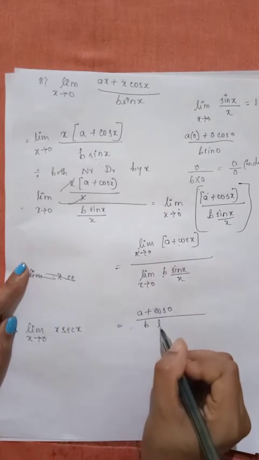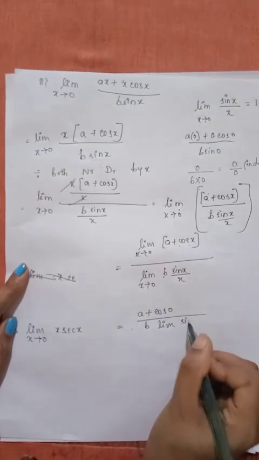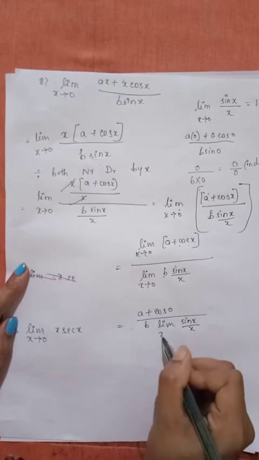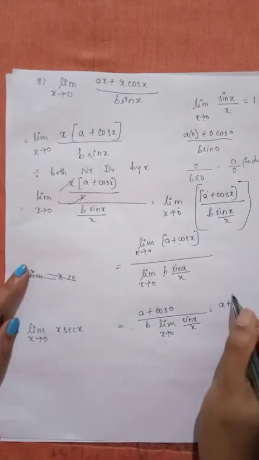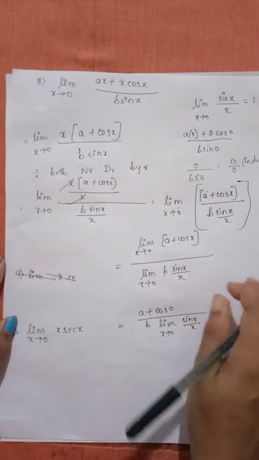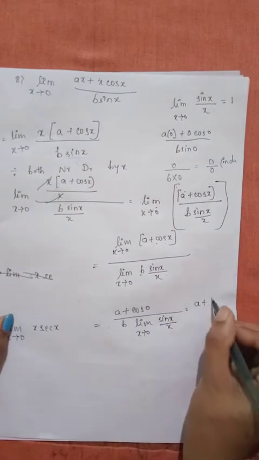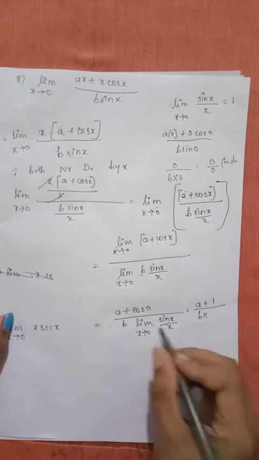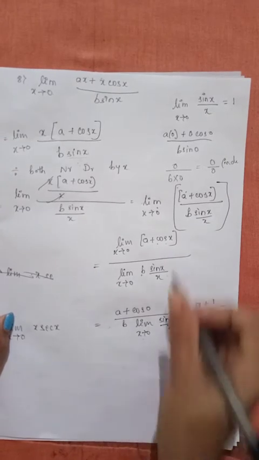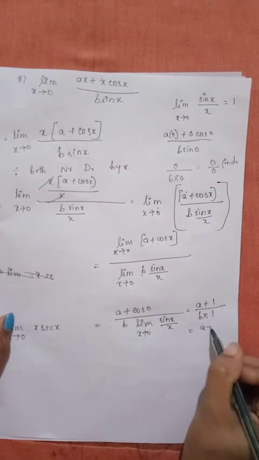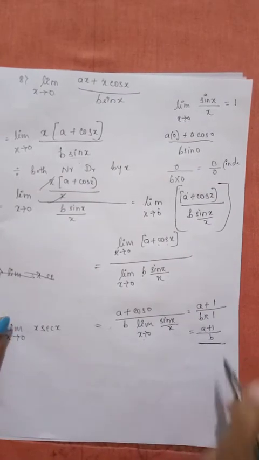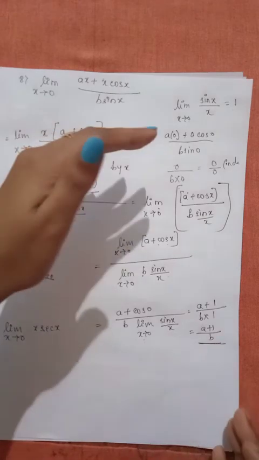So if you take b outside, what is remaining? Limit of sin x divided by x as x tends to 0. So that is equal to a plus, what is cos 0? As you know, cos 0 is nothing but 1, correct? The value of cos 0 is 1. 1 divided by b into, what is the limit of sin x by x as x tends to 0? As we had discussed, it is nothing but 1. So what do you get? A plus 1 divided by b. This is your answer. Okay, so this is how you will be solving.